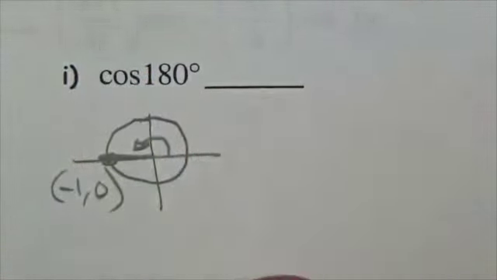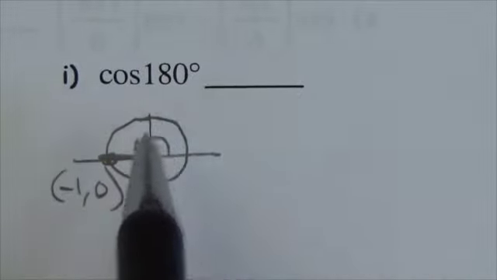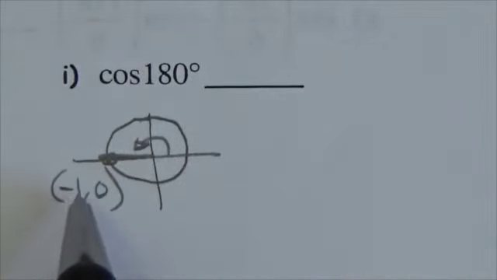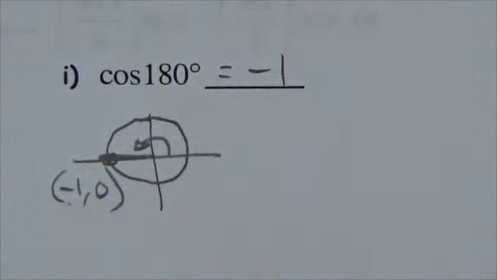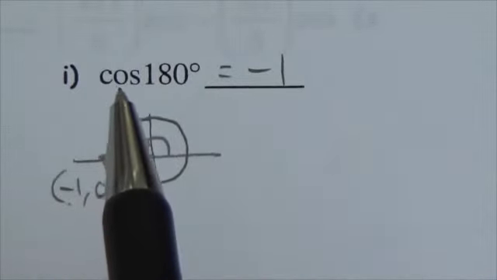Now, I had said this earlier in this chapter, that I need you to associate cosine with the x-coordinate, sine with the y-coordinate. So in this case here, I need to associate cosine with this coordinate right here. So that means that the cosine of 180 degrees is negative 1. That's how you do that one. Really quite easy as long as you've made that connection between the trig function cosine and the coordinate x.